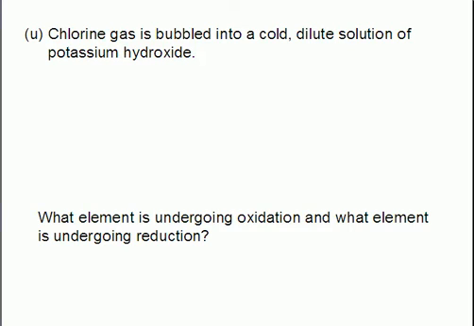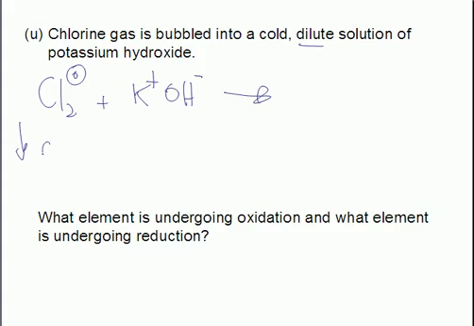U, chlorine gas is bubbled into a cold dilute solution of potassium hydroxide. Very common reaction. Chlorine gas is 0. Potassium hydroxide is in solution. It's a strong base. I've got somebody who's a 0 charge. It's going to have to change in charge. In this case, it's going to go down because it's a non-metal. Okay, if that goes down, it's going to want to hook up with the person who has to go.